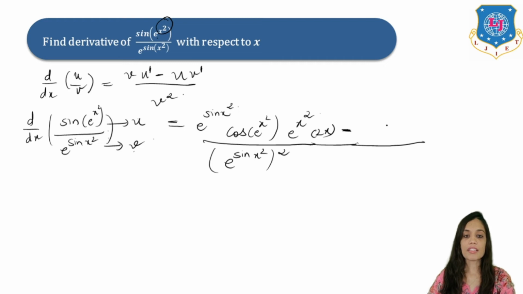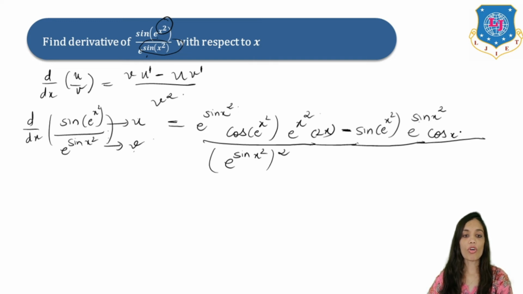You have to keep this as it is. So minus sine e raised to x square will remain as it is. Do the derivative of the denominator. So it will be the derivative of e raised to sine x square. It will remain e raised to sine x square. Now we have to do the derivative of sine x square. So the derivative of sine x square will be what? Cos x square. And lastly, the derivative of x square will be what? 2x. Fine. So let us simplify this.